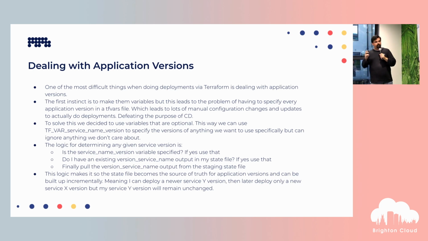So the first thing we did was add the variables for everything, and we defaulted them to null. And then we added logic for determining what any given service version is. The first is, have you set this variable to a value? Because obviously, if you've said, I want that, then that's what you want, right? Then we say, do I have an existing deployment of that in my state file? And if so, I'm going to use that version so I don't change anything. We don't want to revert stuff accidentally. We don't want to upgrade stuff accidentally.